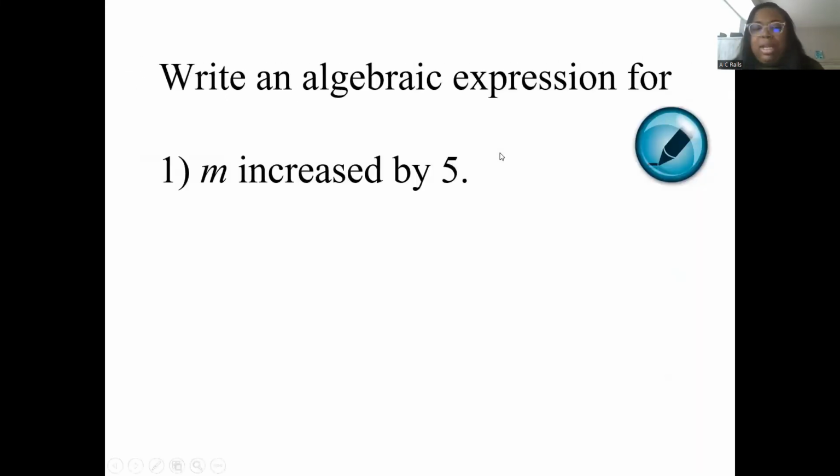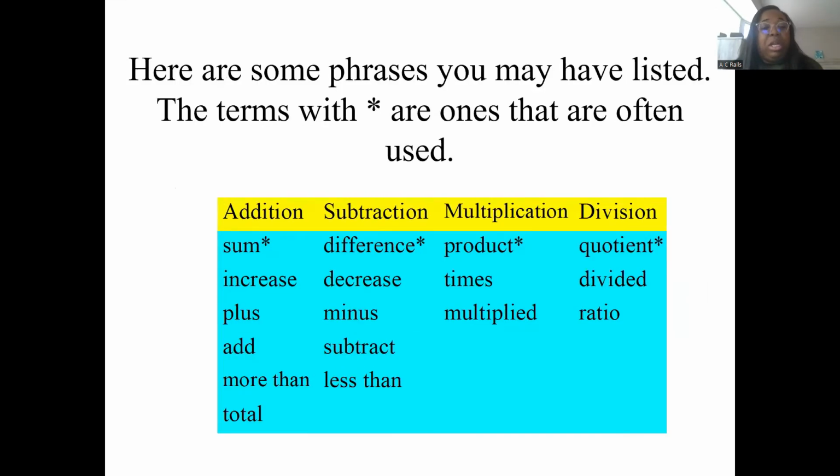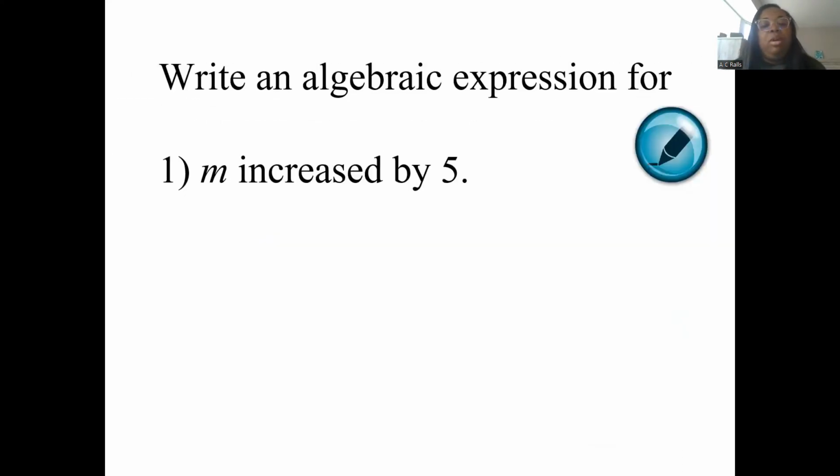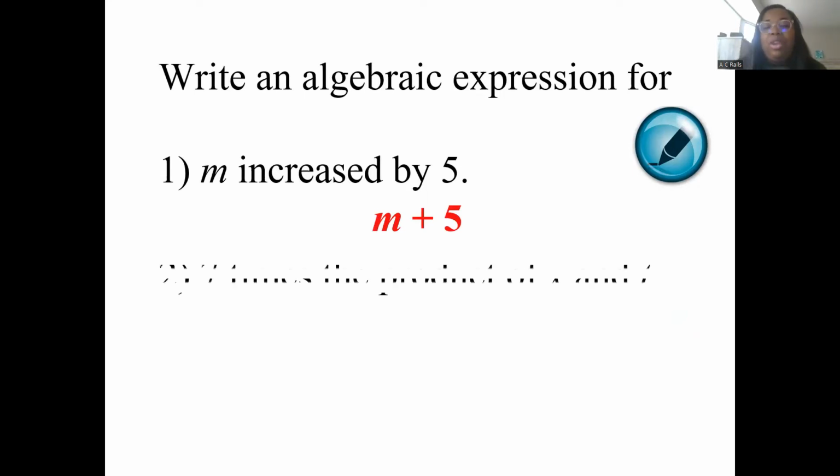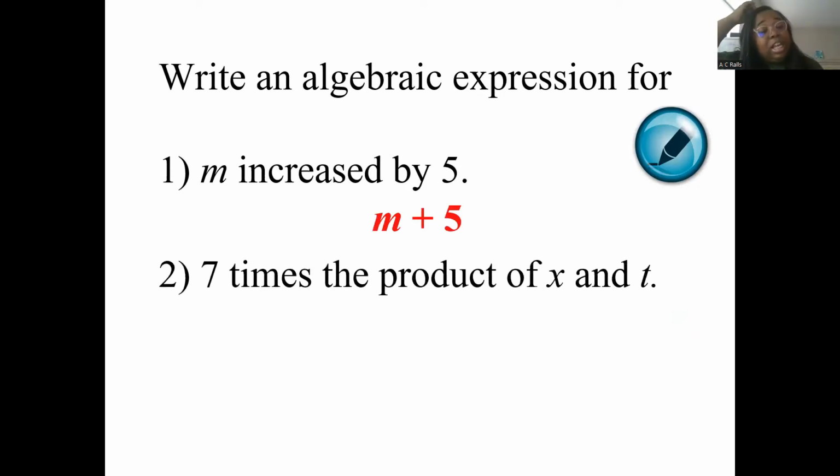So how do you translate? The first question says m increased by 5. If you don't know what increased by means, you want to look at your cheat sheet real quick. You see the word increase is in the addition row. So increased by means to add. So m increased by 5 would be m plus 5. You have just now translated that expression.